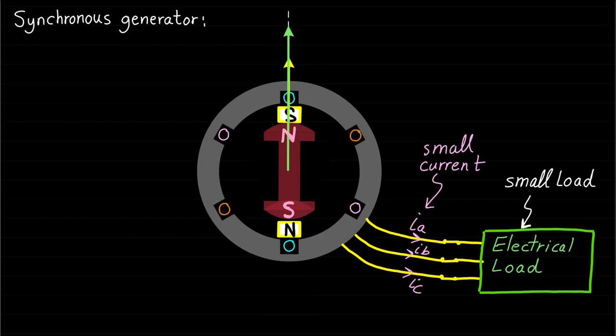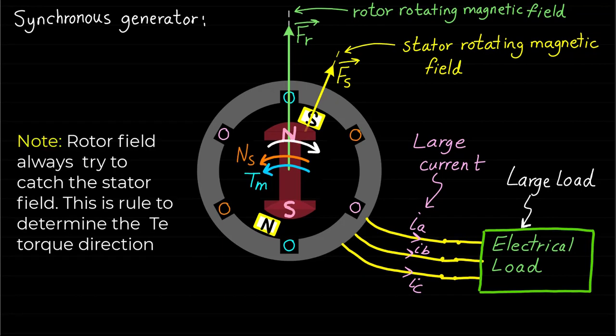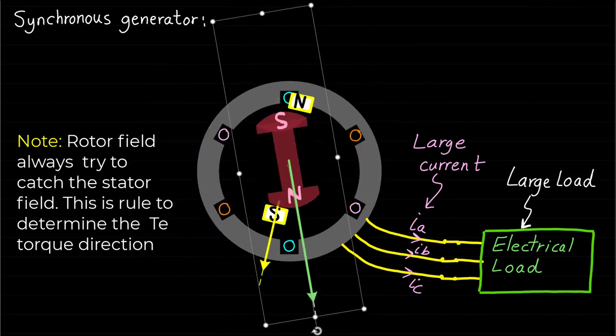Now, if the electrical load is increased to a large level, the stator rotating magnetic field will be shifted behind the rotor rotating magnetic field as shown. In other words, the stator magnetic field will be lagging behind the rotor magnetic field. Under this condition, the machine will produce electromagnetic torque Te acting on the rotor in this direction and trying to avoid further misalignment between the two rotating magnetic fields. Therefore, the stator and rotor fields will still be rotating at the same speed.